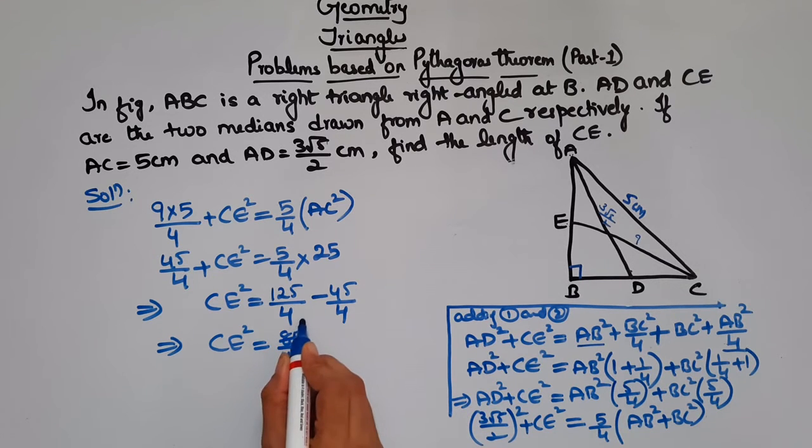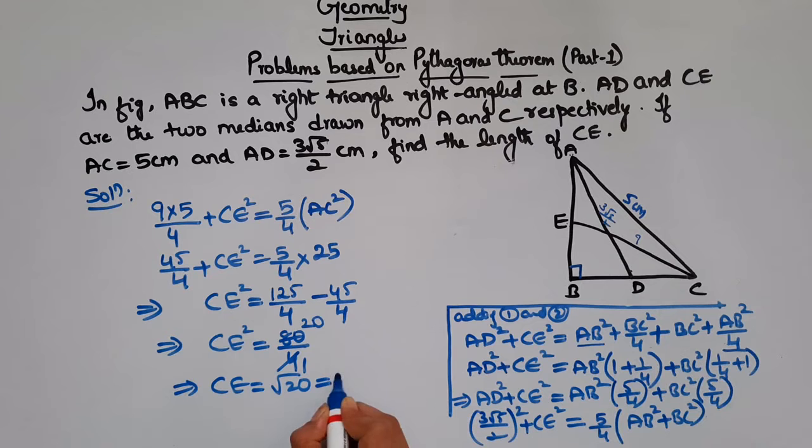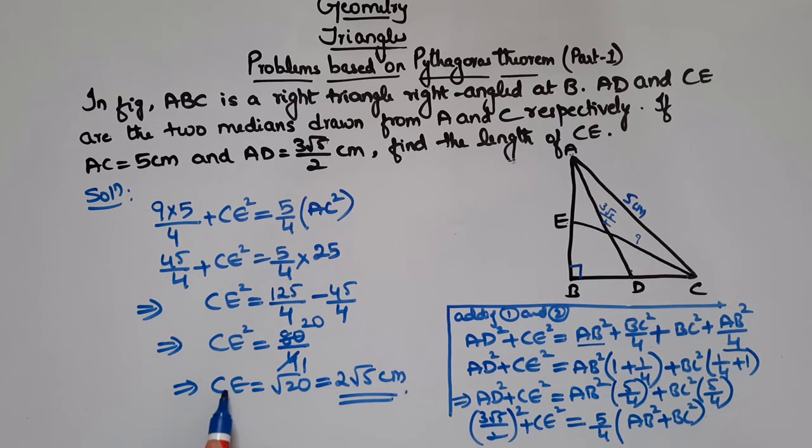4 1s are 4, 4 2s are 8, 0. So this implies CE is equal to square root of 20. So square root of 20 you can write it as 2 root 5 centimeter. So the length of CE is 2 root 5 centimeter. Now let's see one last problem.